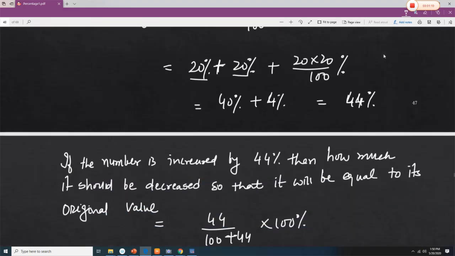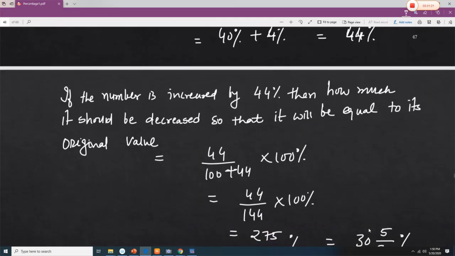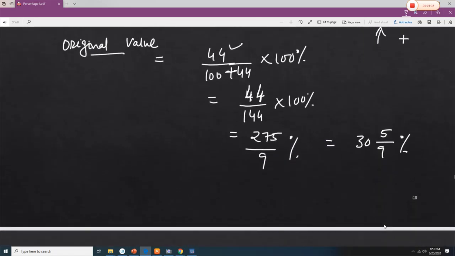Now if the number is increased by 44%, then how much should it be decreased so that it will be equal to its original value? Here you have to bring it to the original value. So if it is increasing, then you put the plus sign. So 100 plus 44 is 144, so it is 44 divided by 144. So it is 275% divided by 9. So it is 30 into 5 upon 9 percentage.